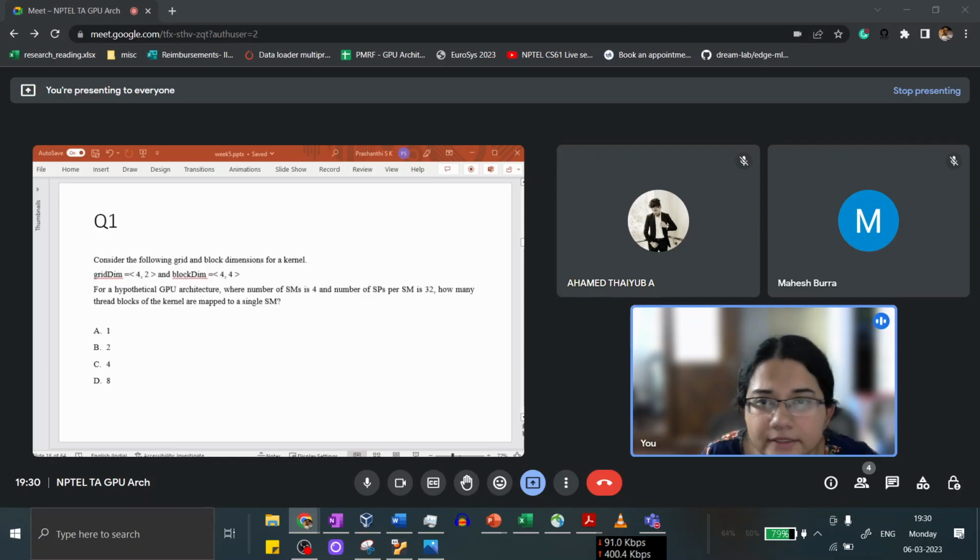So here's the first question. Consider the following grid and block dimensions for a kernel. Grid dimension is 4, 2, block dimension is 4, 4. For a hypothetical GPU architecture where number of SMs is 4 and number of SPs per SM is 32, how many thread blocks of the kernel are mapped to a single SM? So this was very similar to what we just discussed, but go ahead and try and solve it. I'll give you 2 minutes for this. And when you have an answer, please post it on chat.